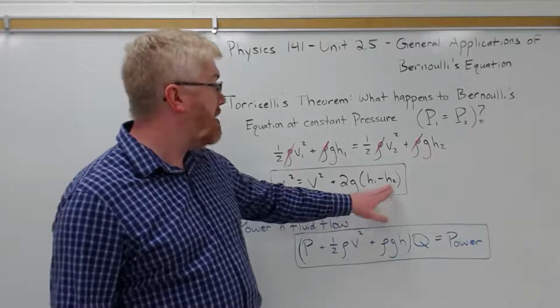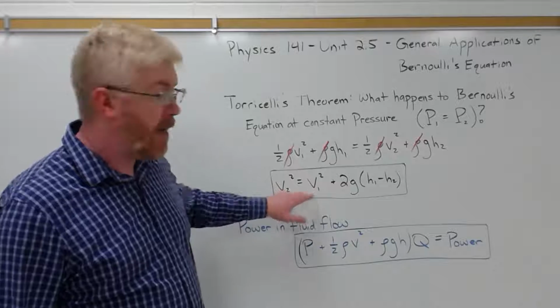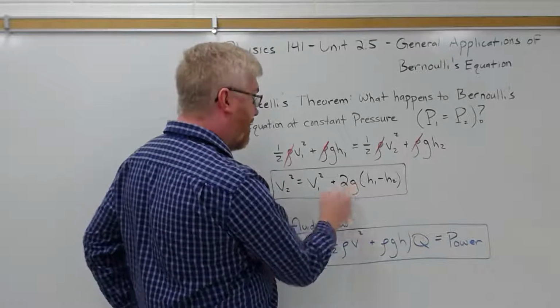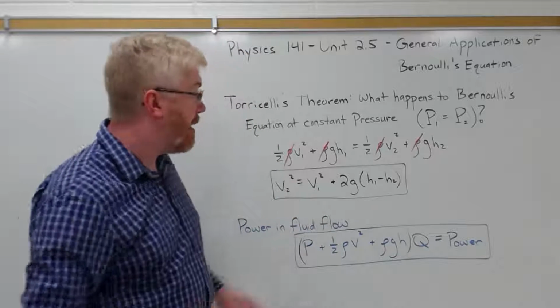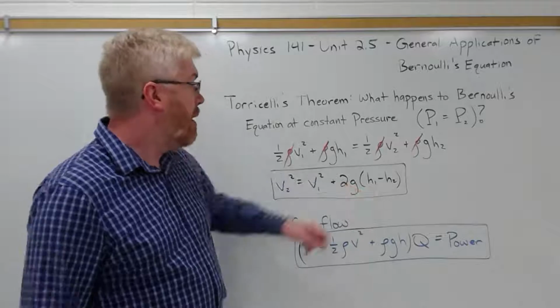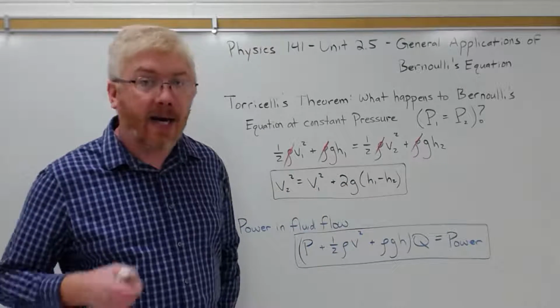Now h1 has to be higher than h2 for v2 to be greater than v1, right? This has to be a positive term, so this whole term is positive, and we add that to the initial velocity. If this is negative, if h2 is bigger than h1, then this term becomes negative and the velocity lowers, not rises.